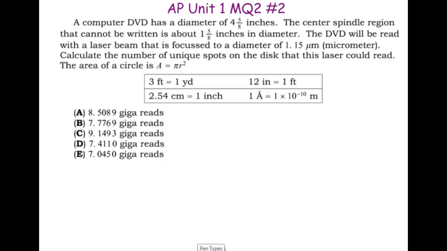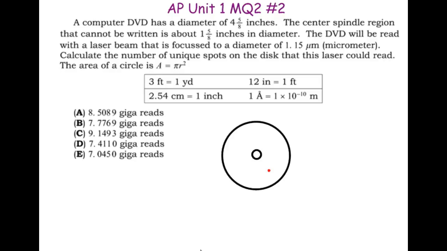We have a computer DVD disc, which we can draw a picture of. Say it looks like this, and it has a diameter of 4 5/8 inches. The center spindle region has a diameter of 1 5/8 inches. The question is, if you were to use a laser beam to read the disc, and the laser beam has a diameter of 1.15 micrometers, then how many total spots on the entire disc could the laser read?